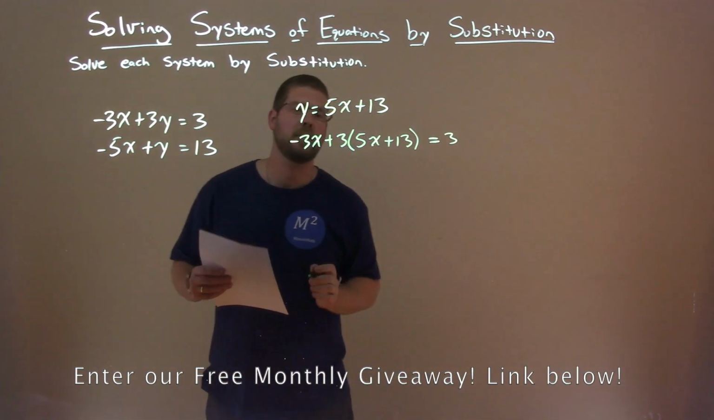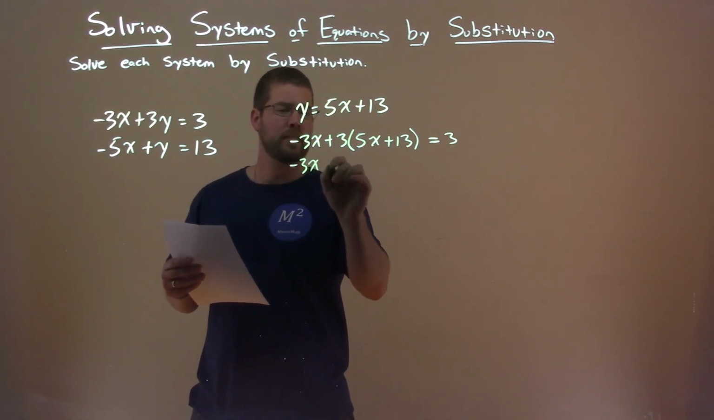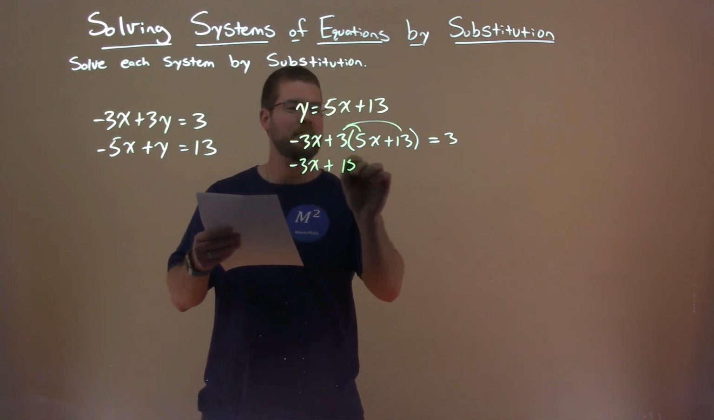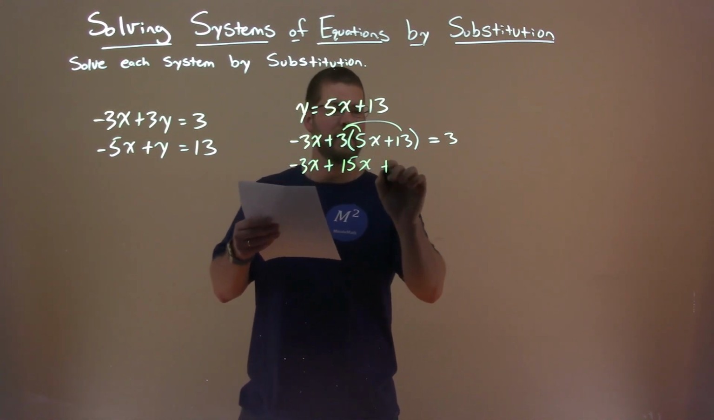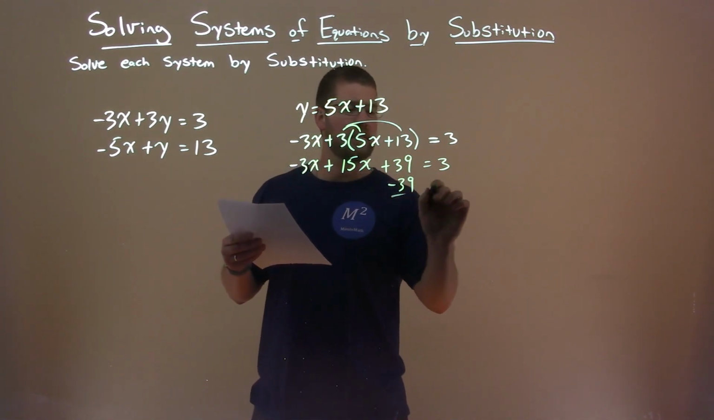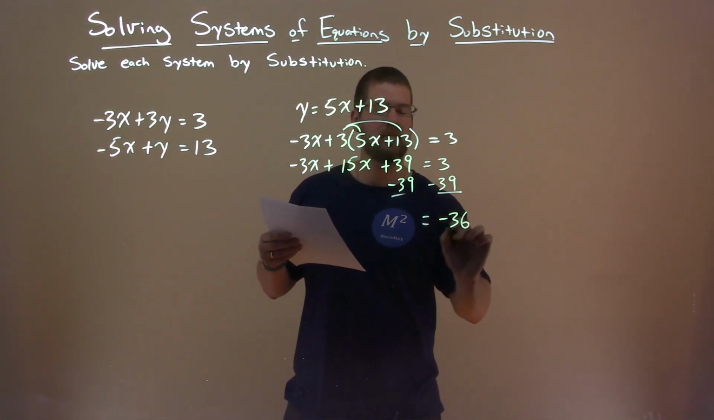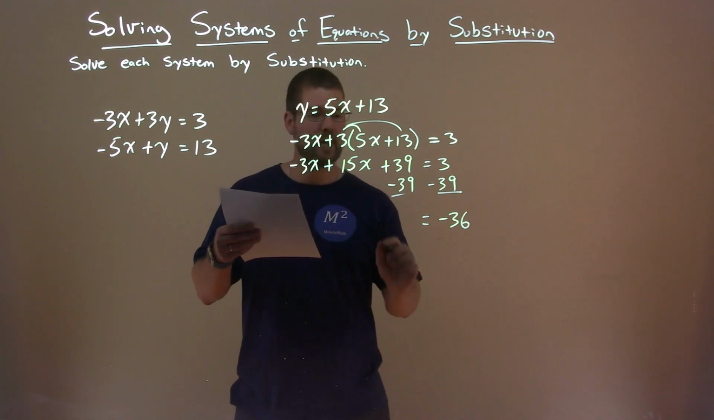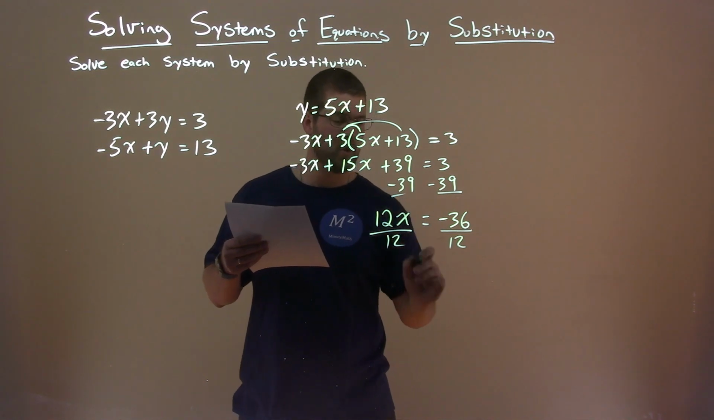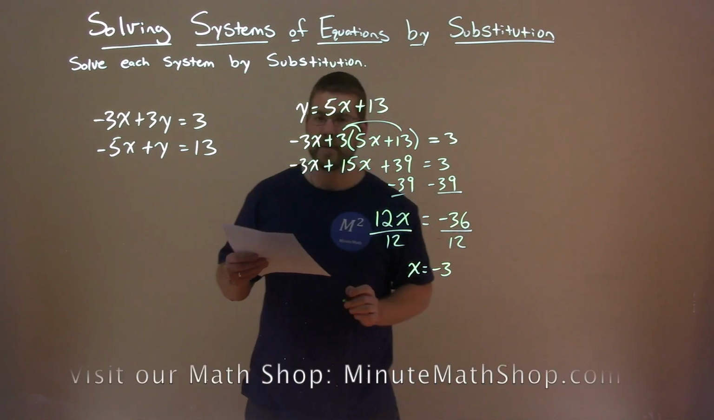So where do we go from here? We've got to solve for x. Minus 3x comes down, plus distribute the 3 to both parts. 3 times 5x is 15x. 3 times 13 is 39, and that equals 3. We subtract 39 from both sides. Let's get our like terms together. And 3 minus 39 is a minus 36. Negative 3x plus 15x is a positive 12x. Divide both sides by 12 here, and we get our goal of x by itself to be negative 36 divided by 12, which is a negative 3.